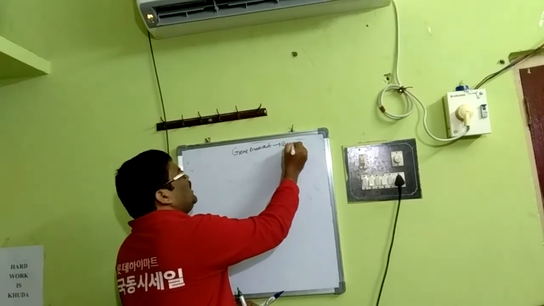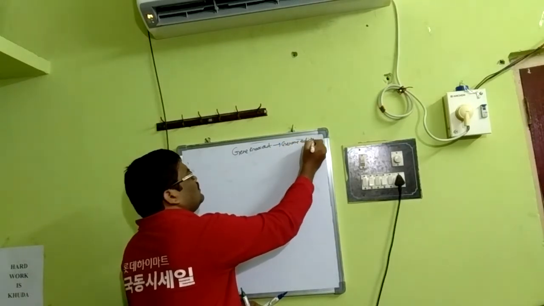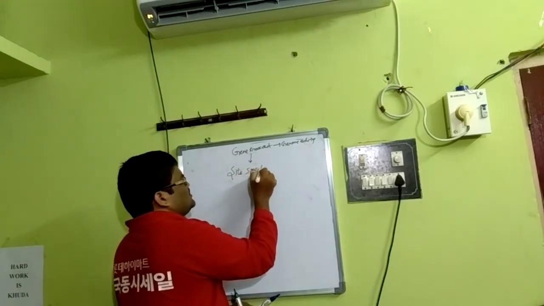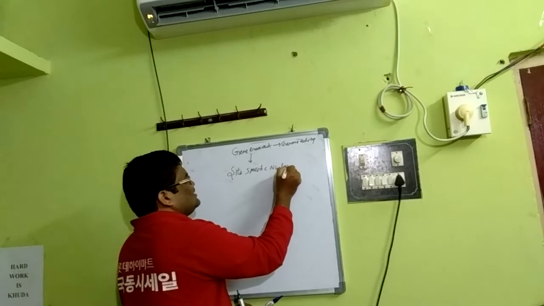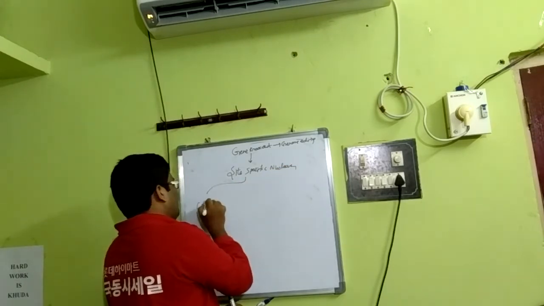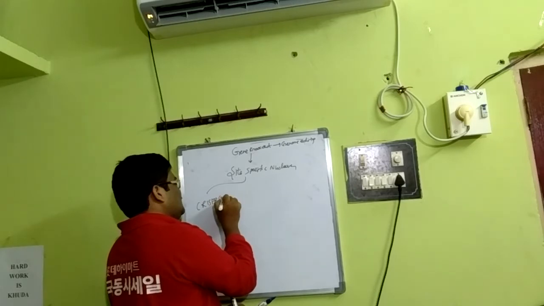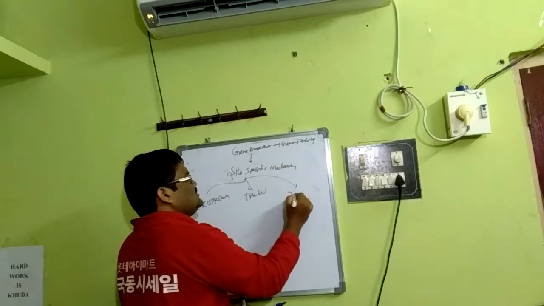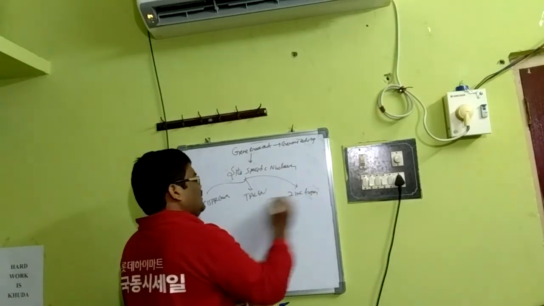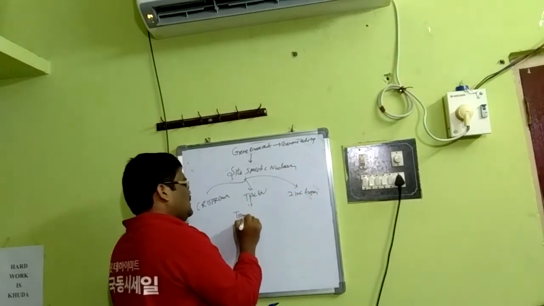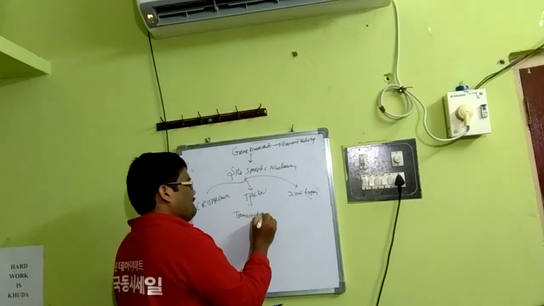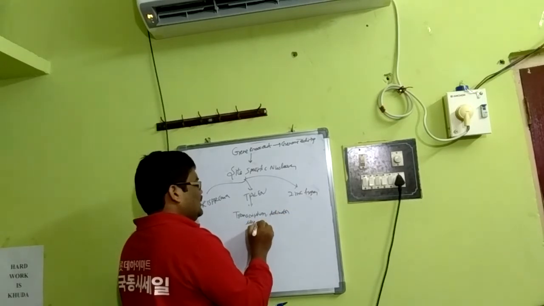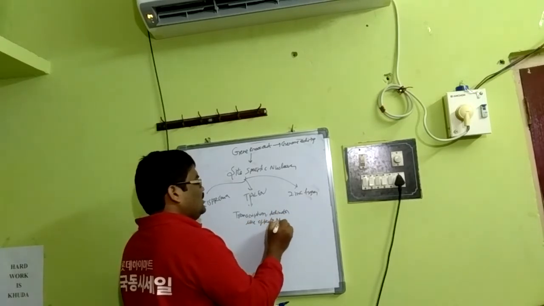Most important role in genome editing. This is by means of site-specific nucleases, what we call site-specific nucleases. Say CRISPR, Cas9, TALEN, then zinc finger. TALEN, transcription activator-like effector nucleases.